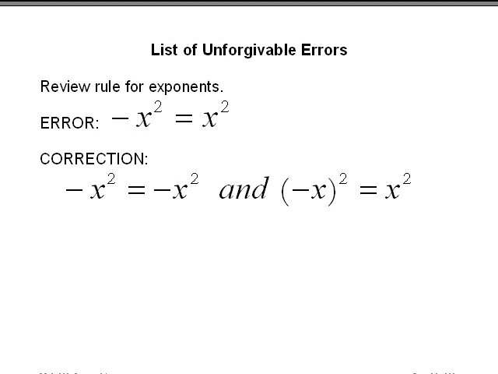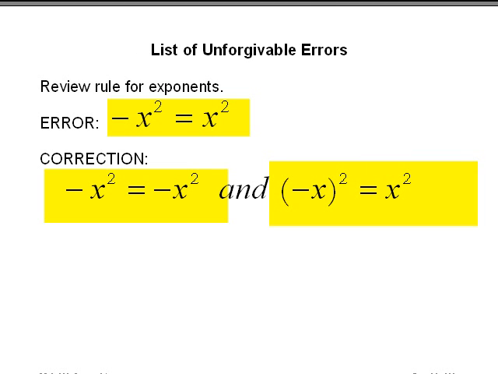This error has to do with exponents. The scope of an exponent is a number right before it, or if it's in parentheses, it's everything in the parentheses. Since the minus sign was not in parentheses, the square only goes with the x. The answer is not x squared, but really it's minus x squared. On the other hand, if you had minus x in parentheses squared, then you end up with x squared.